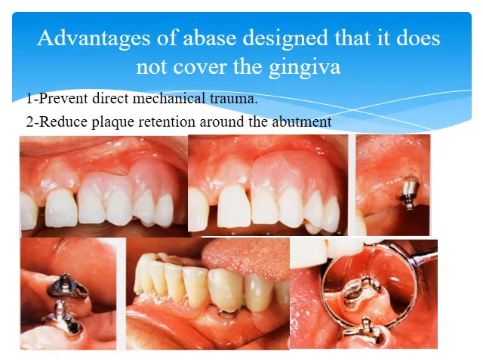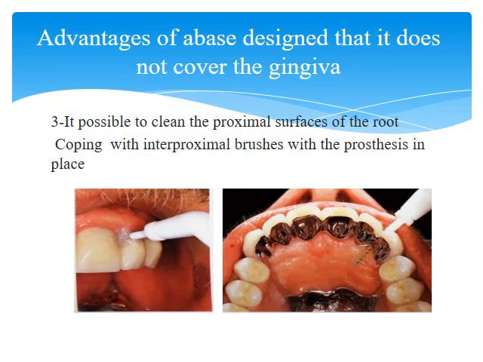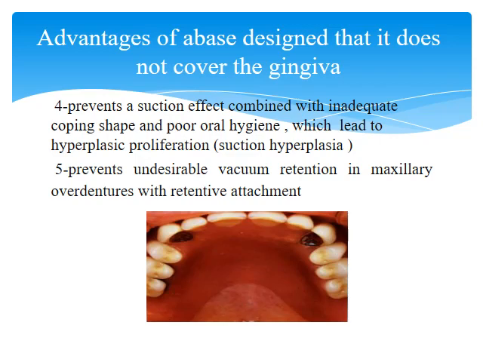The advantages of a base design that does not cover the gingiva: first, it prevents direct mechanical trauma; second, it reduces plaque retention around the teeth; third, it is possible to clean the proximal surfaces of the root cupping with interproximal brushes with the prosthesis in place; fourth, it prevents a suction effect combined with inadequate cupping shape and poor oral hygiene, which lead to suction hyperplasia, hyperplastic proliferation, and it prevents undesirable vacuum retention in maxillary overdentures with retentive attachment.